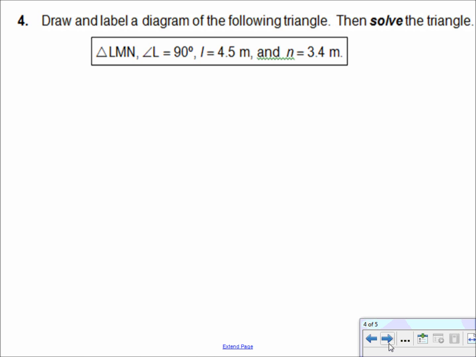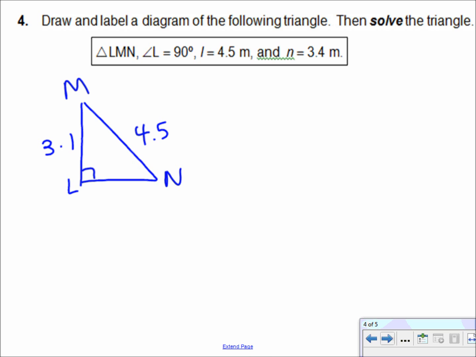So first things first, I'm going to draw it to look like a 90-degree triangle because I know that angle L is 90 degrees. I also know that side length L is 4.5. And so I'm going to go L, M, N, just going around in a circle around my triangle. So side length N, across from that, is 3.4.